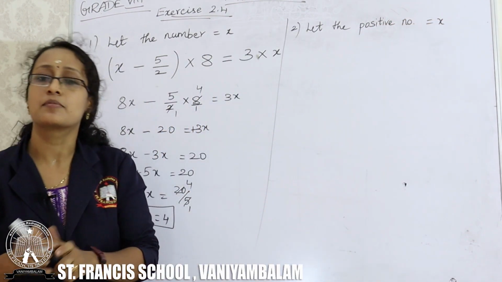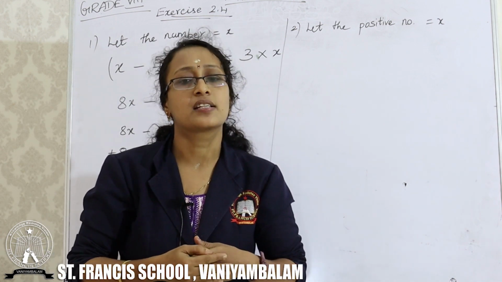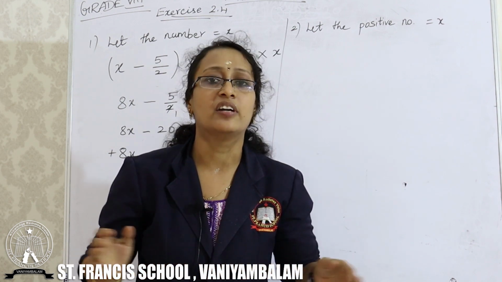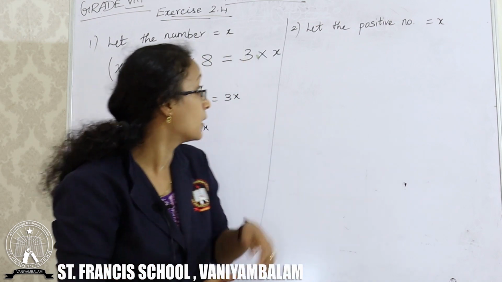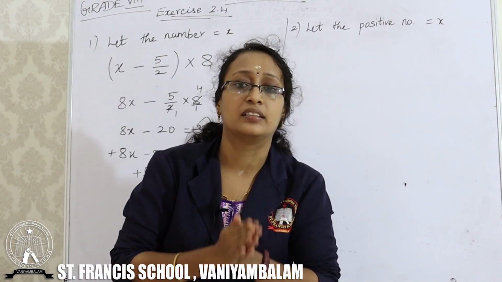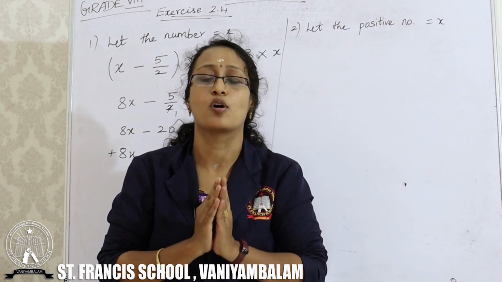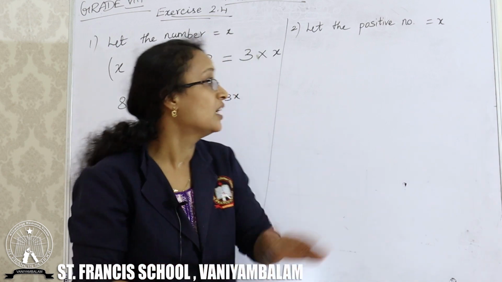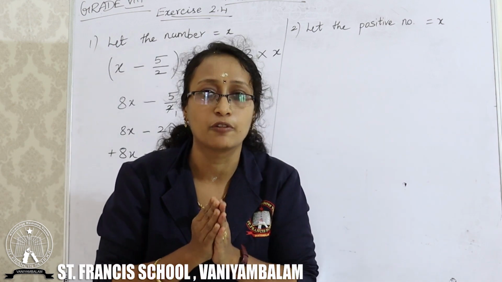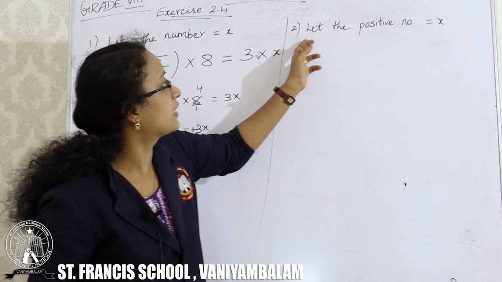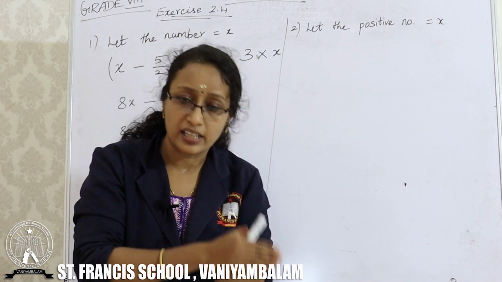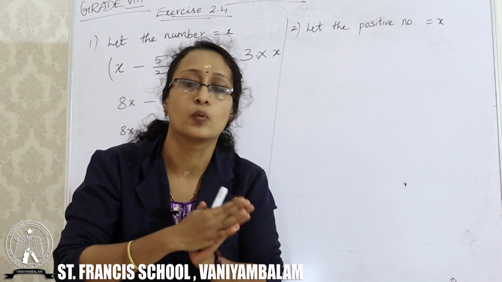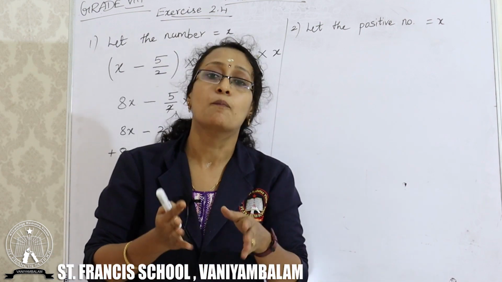Why is it given? Sometimes it is given as integer. Integer means the number can be either positive or negative. If you got the answer in negative, leave it as it is; you can write the negative answer. If it is given positive number, then you have to write only the positive number. That is, if you got the answer in negative, you have to change it to positive and write the answer as the positive value.